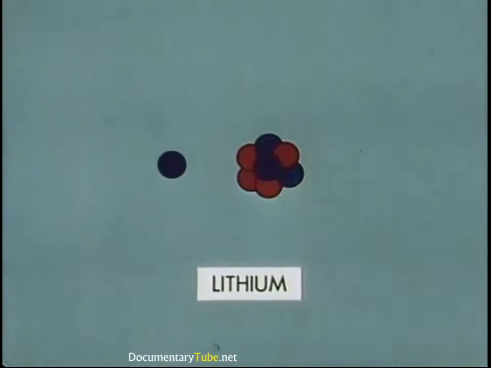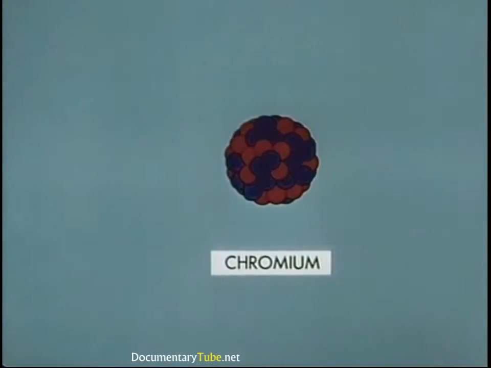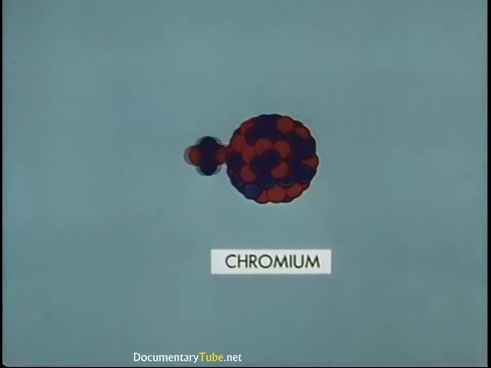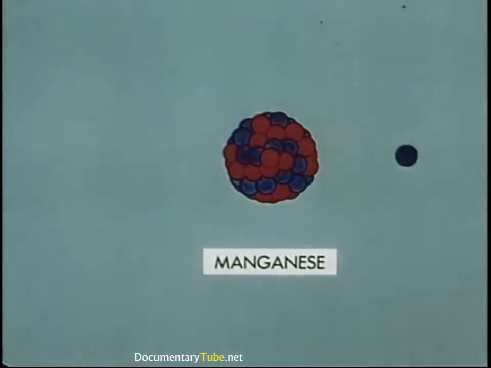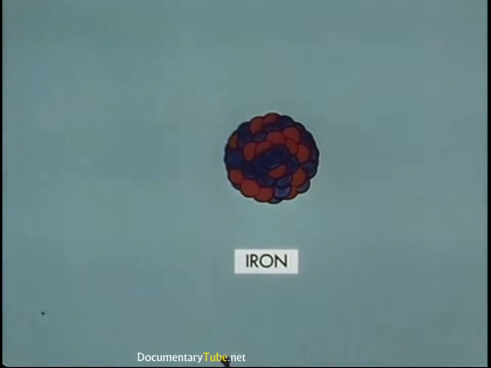He transmutes lithium into helium with a hydrogen nucleus as the projectile. By striking the nucleus of a chromium atom with a helium nucleus, he changes it into radioactive manganese with the emission of a proton. Manganese in turn decays to iron with the emission of a beta particle and gamma ray.